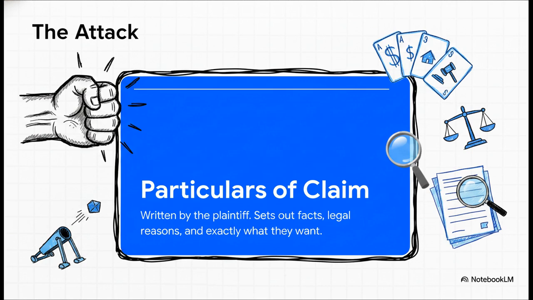The first document is called the Particulars of Claim. Think of this as the attack. This is written by the plaintiff, the person actually bringing the lawsuit, and it's basically their opening volley. It does a very specific job. It has to meticulously set out the facts of what happened, the legal reasoning behind why they're suing, and finally, exactly what they want the court to order the defendant to do. That might be demanding a sum of money, a formal divorce decree, or an order to perform a specific action. It literally lays all the cards on the table.